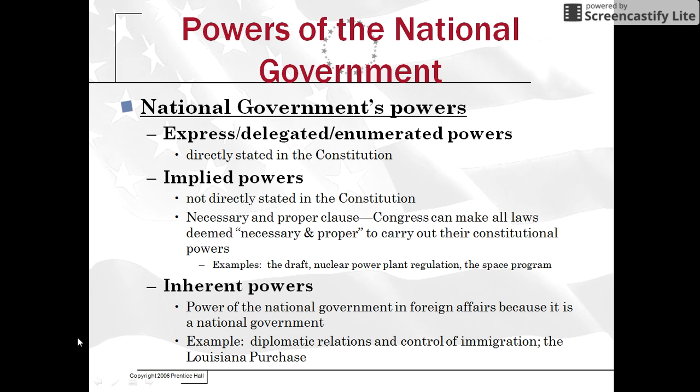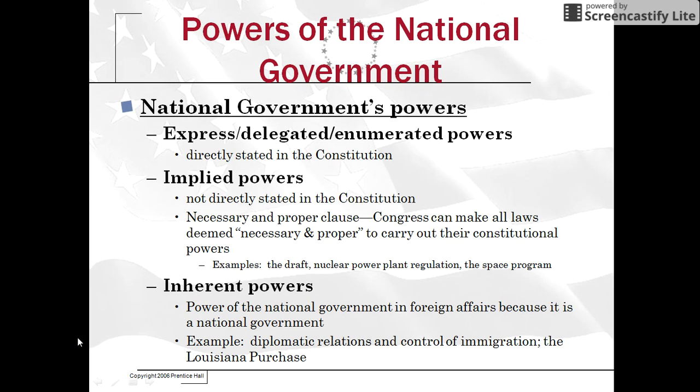An example, the military draft. The Constitution doesn't say that Congress can hold a draft. The national government can hold a draft. However, it says that Congress can create an army or a navy, and as we see later on, Air Force, things like that. So Congress deemed it necessary and proper to be able to create that army, that navy, that military through a draft. Okay, so the draft is an implied power.